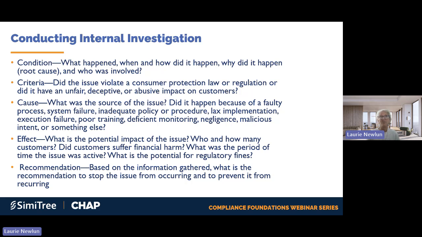And so they may need a very quick response, and we may need to make sure that our education and our processes are really conveyed across a very large audience. And then, based on recommendations or the information gathering, what is the recommendation to stop this issue from occurring and to prevent it from happening again in the future?